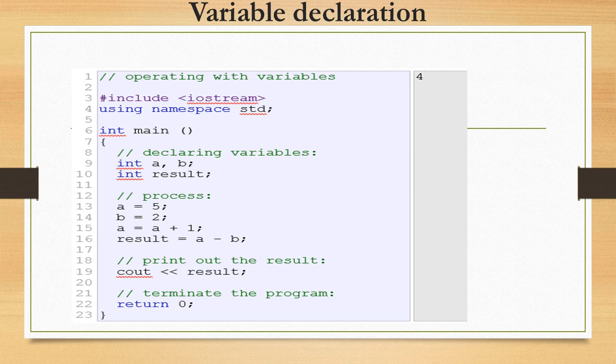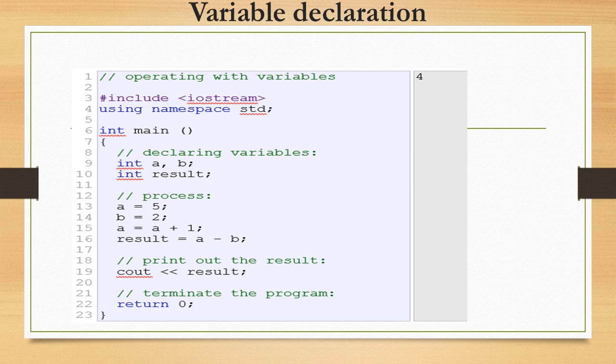Okay. Then look at the next comment, process. a is equal to 5, b equal to 2, a equal to a plus 1, result equal to a minus b. Wow, that's the beauty of programming. You can see a equal to a plus 1. All right, what does that mean? In the first instance, a is equal to 5, then b is equal to 2. Now in line 15, a equal to a plus 1. Initially, the value of a is 5, right? So now we are incrementing the value of a, that is 5 plus 1. Now our new value of a is going to be 6.